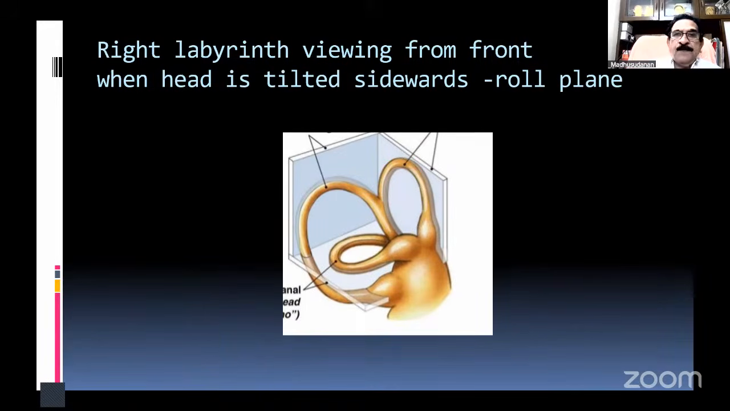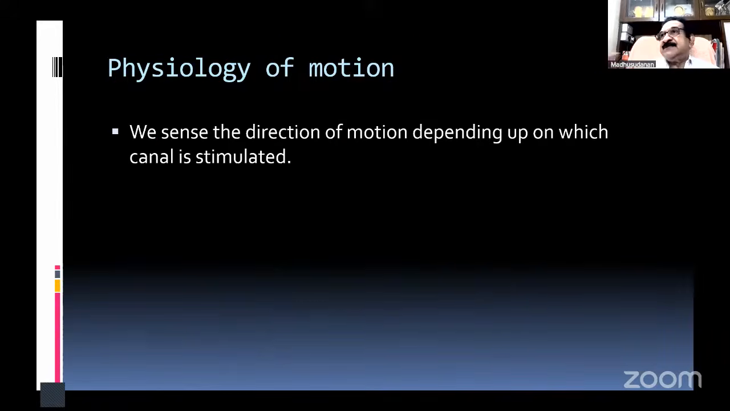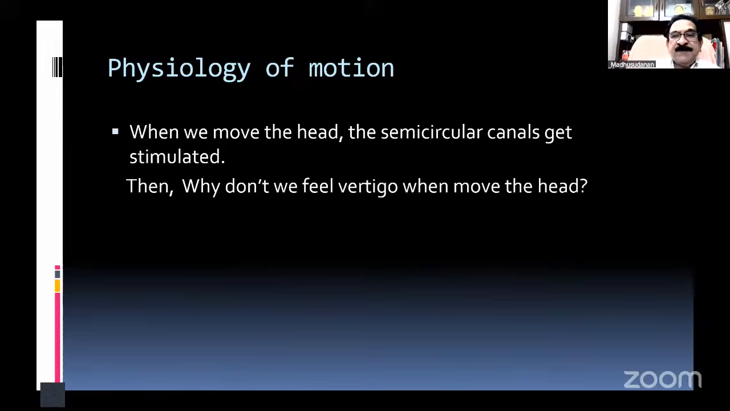Now coming to the roll plane, like this, turning towards one side. Look at the posterior canal here. The fluid will again be moving away from the ampulla. Turning to the right side means the fluid is towards the left side. So again, fluid is moving away from the ampulla and that canal does not get stimulated. So these are the three planes in which the various canals get stimulated. Now we sense direction of motion depending upon which canal is stimulated. When you move the head, the semicircular canal gets stimulated. Suppose when you move the head like that, the canal gets stimulated.